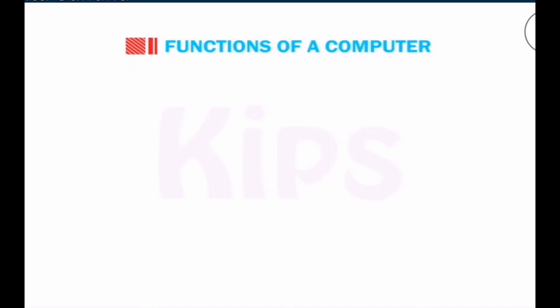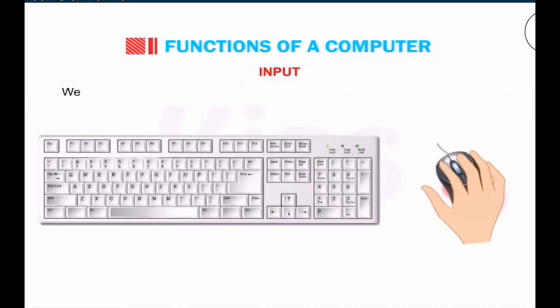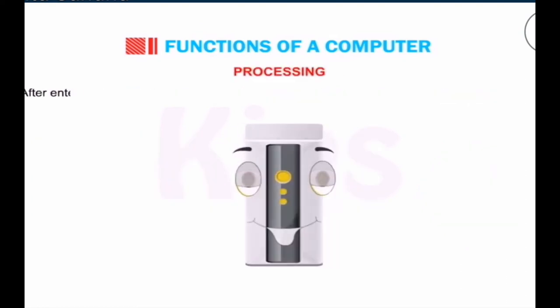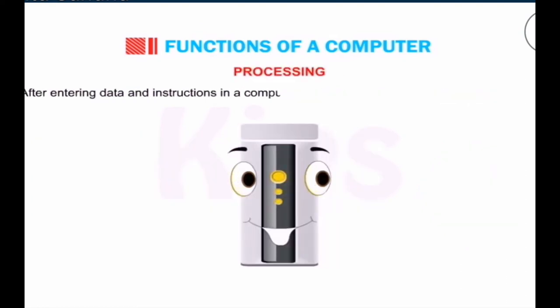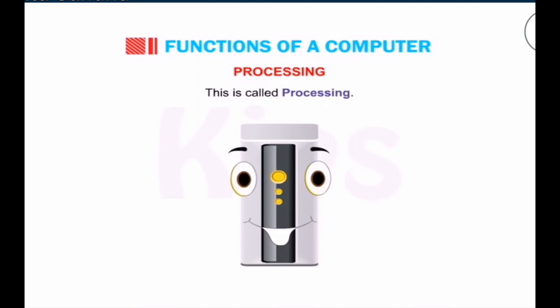Let's discuss the application of computer. How does it work? Now let's see again. Input: we can enter the data with the help of keyboard and mouse. After entering, the data goes to the CPU, and the CPU starts working on the given data. This is called processing. Look at the CPU.